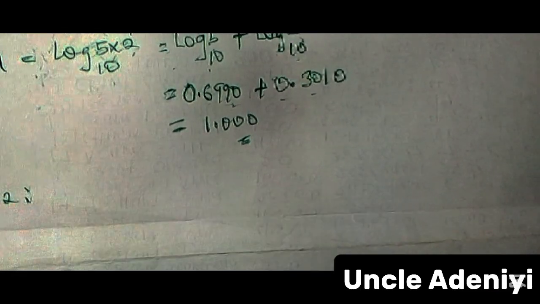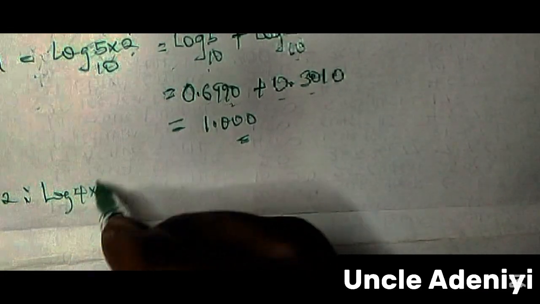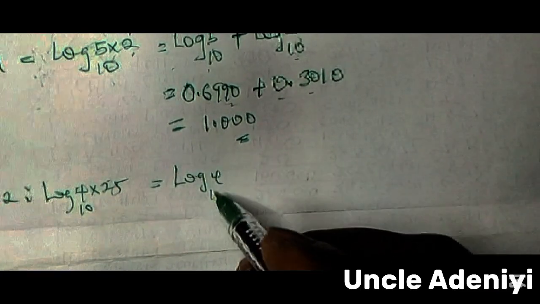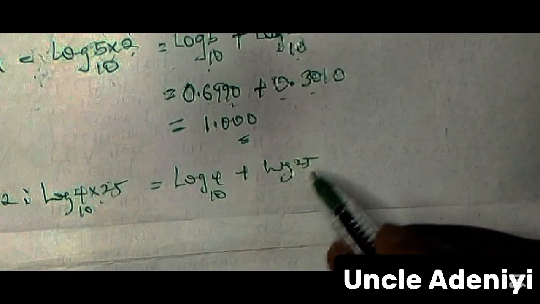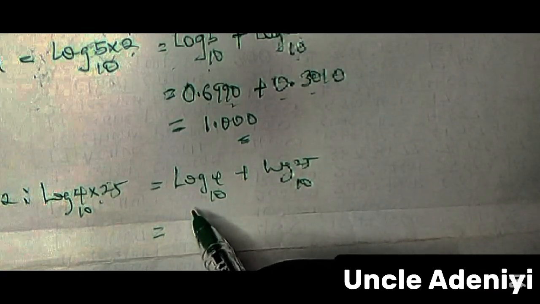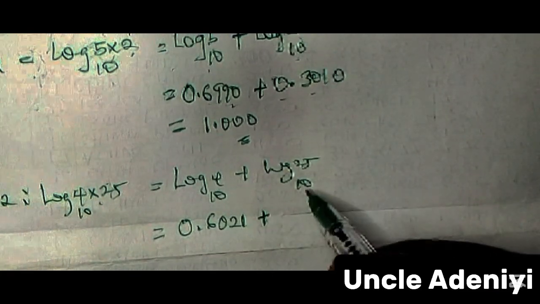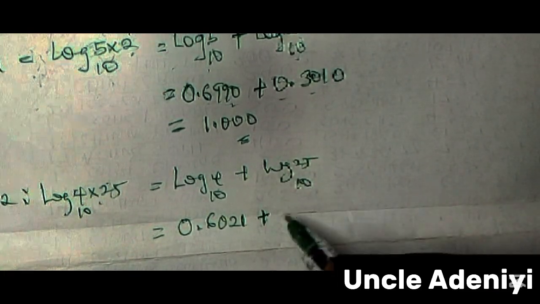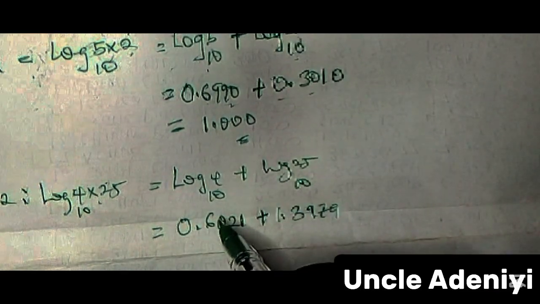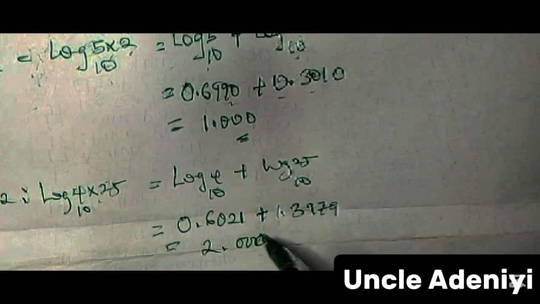Example 2. Now let's say you have to find log 4 times 25 base 10, right? Don't forget, separate it. That will be log 4 base 10, this times will change to plus log 25 base 10. Then in your logarithm table, log 4 base 10, you check 4 under 10. It will give you 0.6021. This one plus log 25 base 10, check 25 under 10. It will give you 1.3979, right? So when you add it together, what will you get? That will be 2.000. Do you understand?